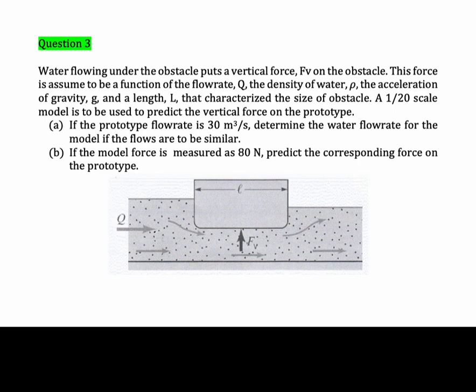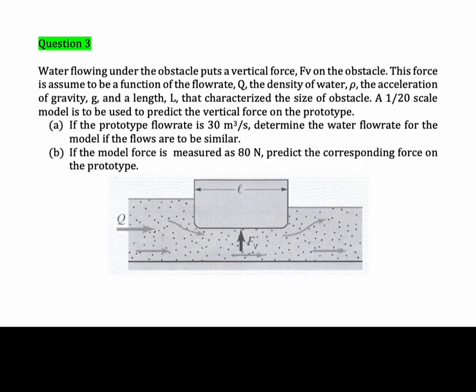Question number three: water flowing under the obstacle puts a vertical force, Fv, on the obstacle. This force is assumed to be a function of the flow rate Q, the density of water rho, the acceleration of gravity g, and a length L that characterizes the size of the obstacle. A 1 over 20 scale model is to be used to predict the vertical force on the prototype.